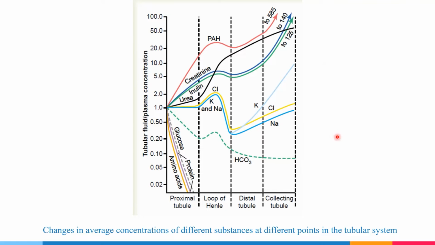This is how the entire tubular system works, in which reabsorption and secretion go hand in hand in order to produce the final concentration of the various solutes in the urine.